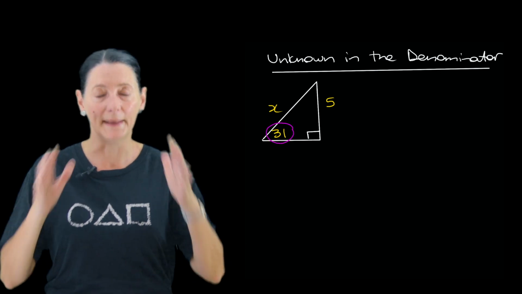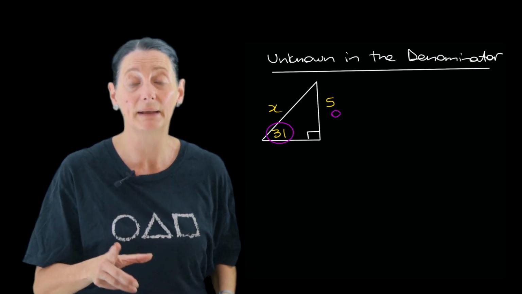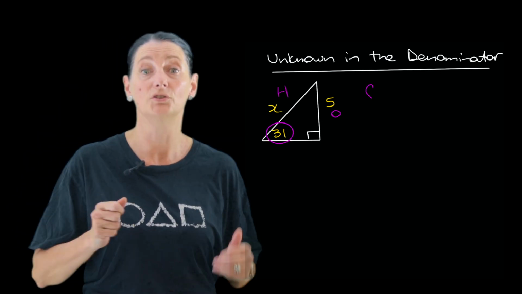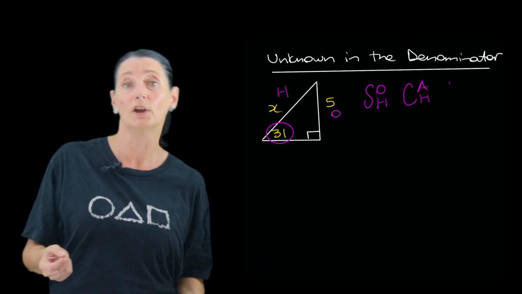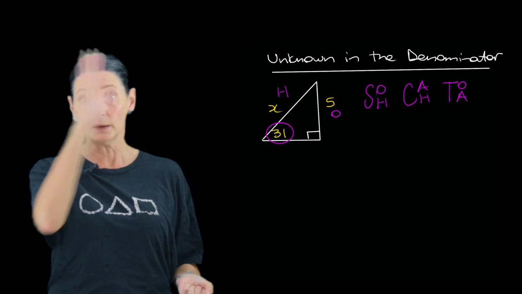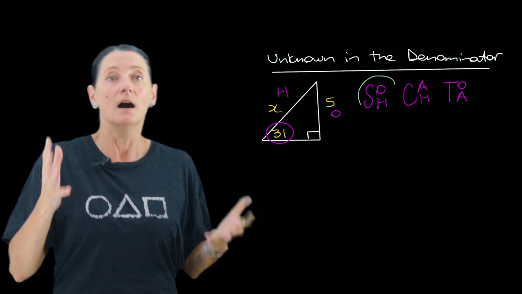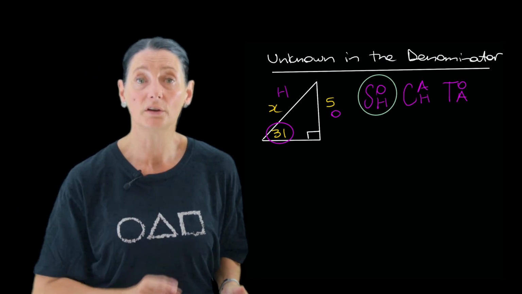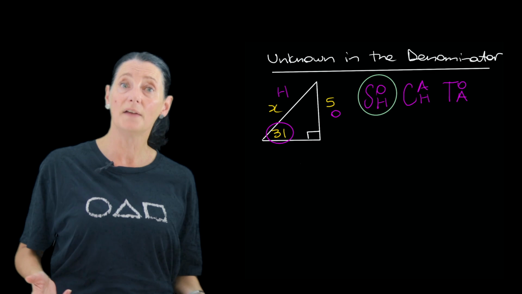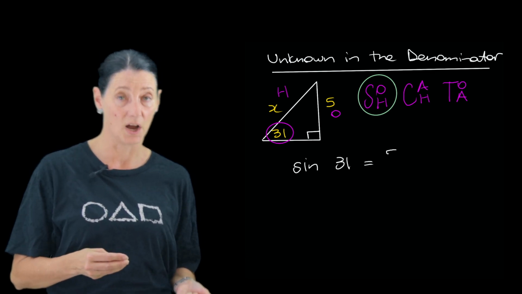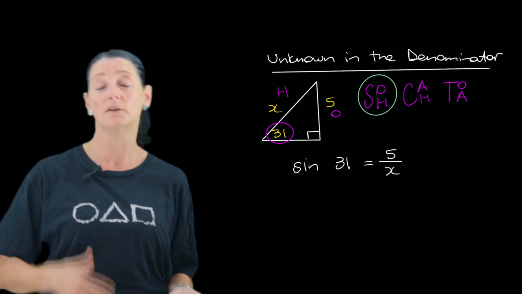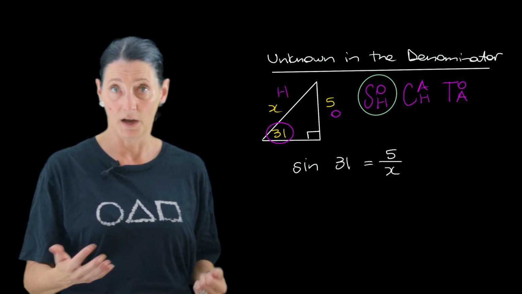Okay, step 1, every time we apply this, label our sides, opposite, hypotenuse and adjacent. This time we don't need the adjacent side, we just want the opposite and hypotenuse. So looking at my SOHCAHTOA, I realise, sine, that's it, the SOH of the SOHCAHTOA. So let's write the equation. Well, the equation says sine of the angle, sine 31, is equal to the opposite over the hypotenuse, which is equal to 5 over x.